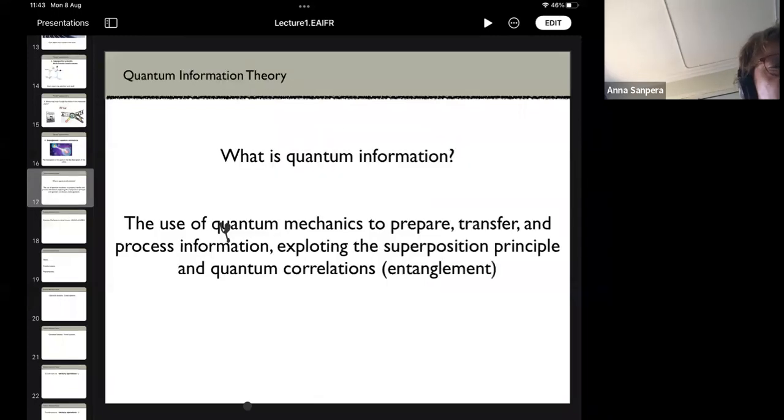So what is quantum technology? So what is quantum information? Quantum information is to use quantum mechanics to prepare, to transfer, and to process information, exploiting the superposition principle and quantum correlations. This is the minimal definition of what quantum information is.